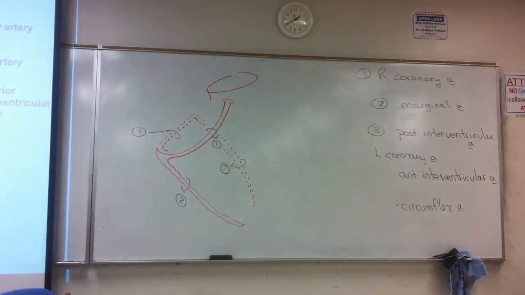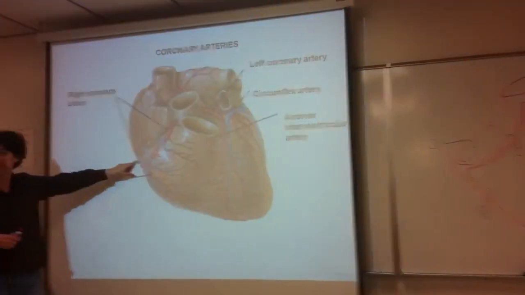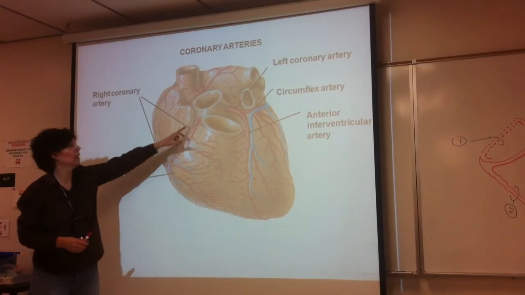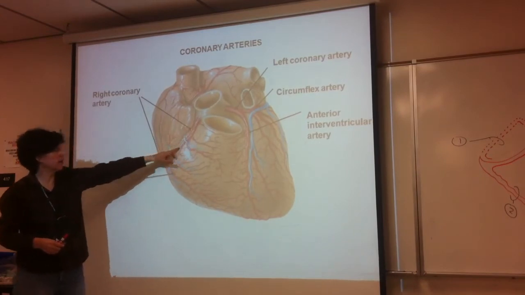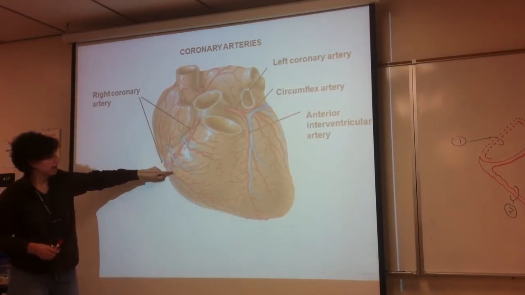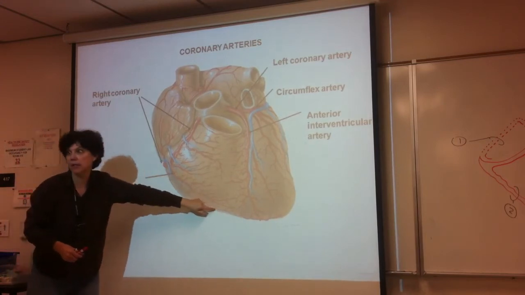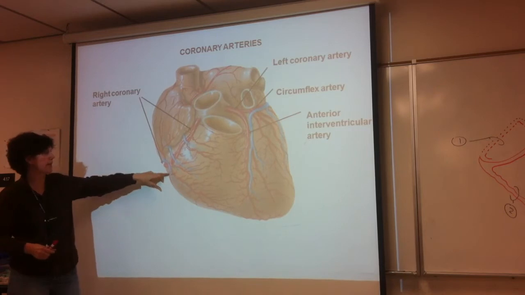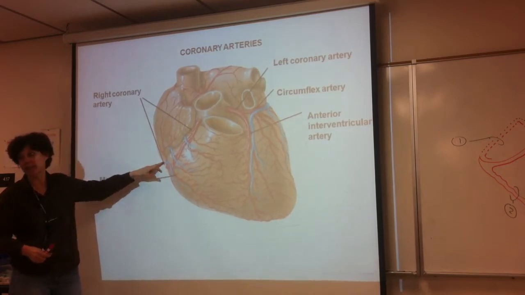So again, back on our images, this is known as the atrioventricular sulcus, between the atrium and the ventricle. Here's the right coronary artery. Here is the marginal artery, okay, just going down the side. You can find it because it has this vein right beside it that turns and follows it around the back side.